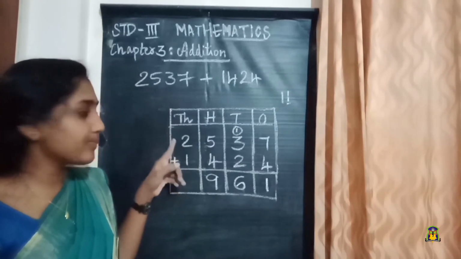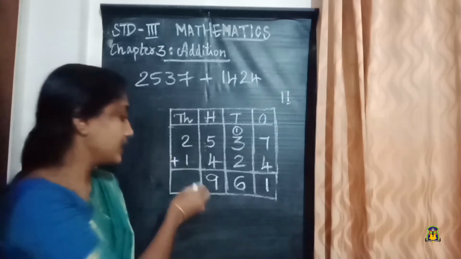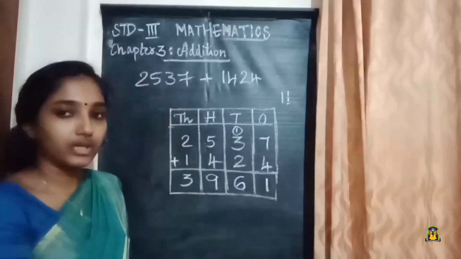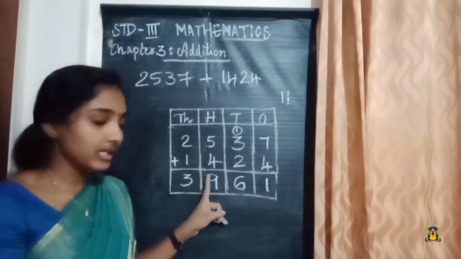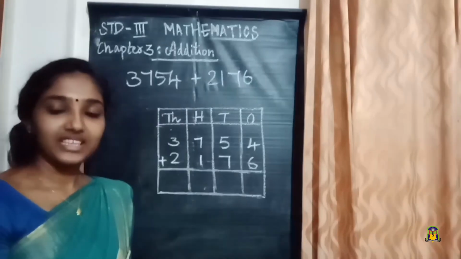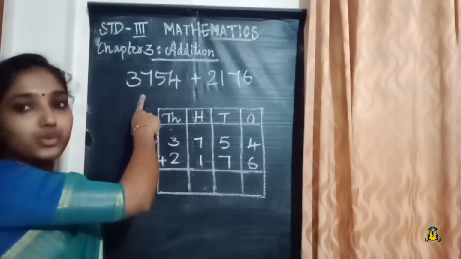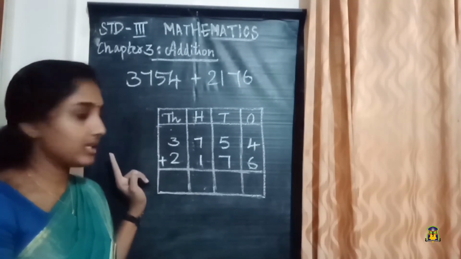And in thousands place, we get 2 plus 1. What is 2 plus 1? It's 3. So our final answer is 3961. Okay. Next, we have to add two numbers. Okay, so on addition, let's look at what we'll get.